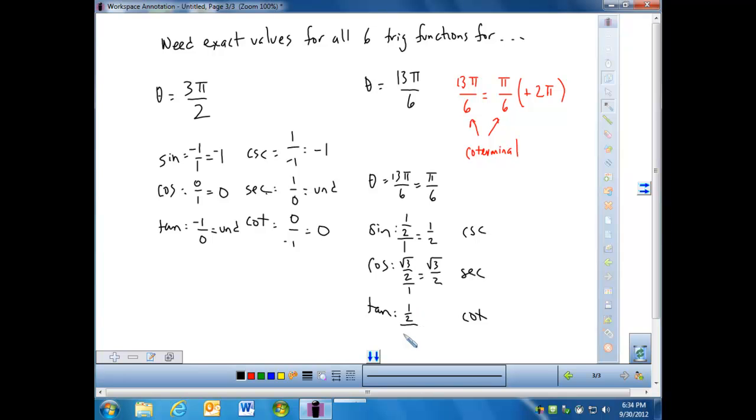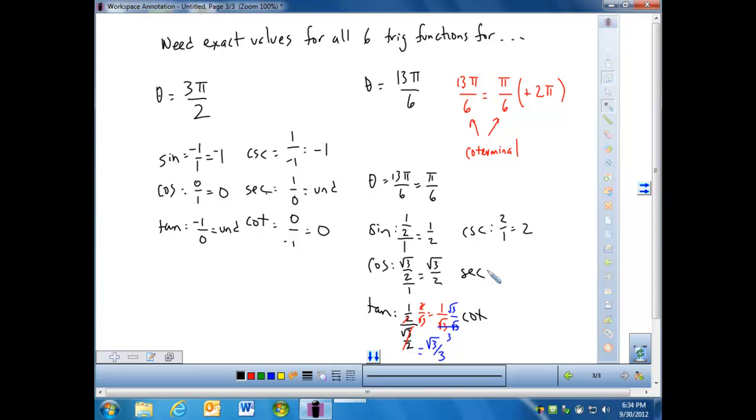Now tangent, a little bit tougher. You got a complex fraction to look at there. We're going to multiply that by the reciprocal. 2's cancel out, and now you have 1 over radical 3. Perhaps last year in Algebra 2 you were taught that you can't have a radical on the bottom, so we're rationalizing the denominator by multiplying it by itself on the top and the bottom. Radical 3 times radical 3 is radical 9, which is 3, and so that's radical 3 over 3.